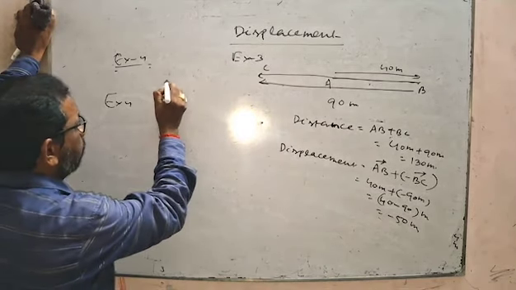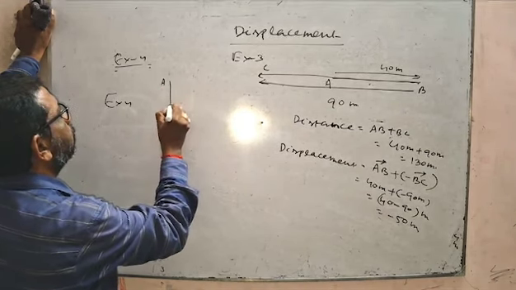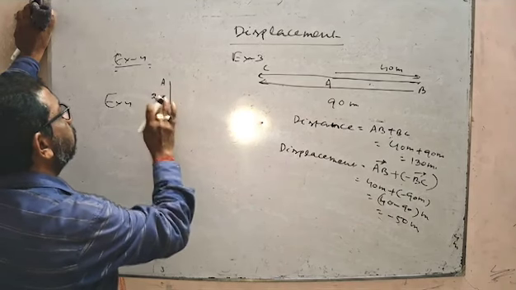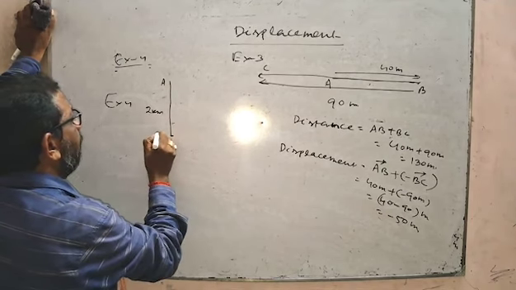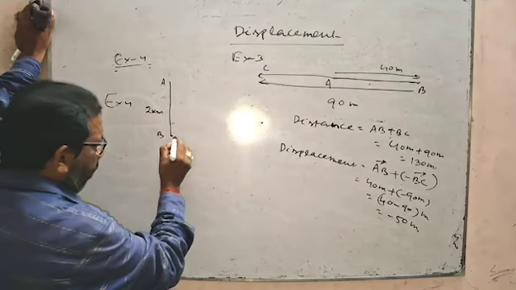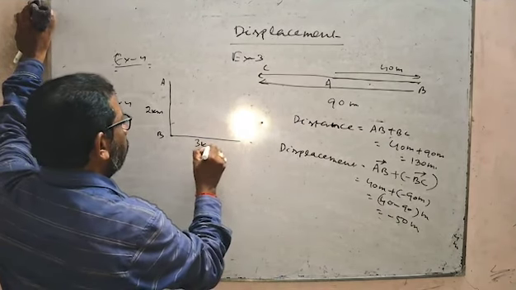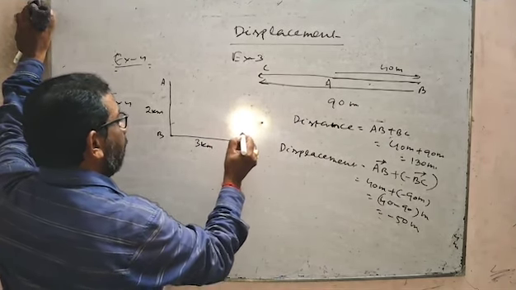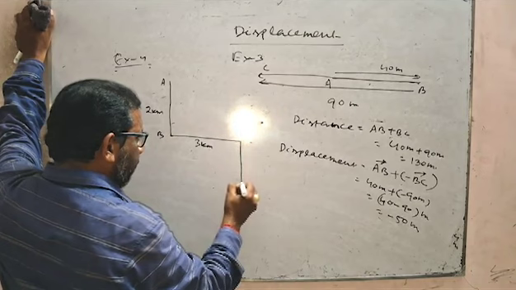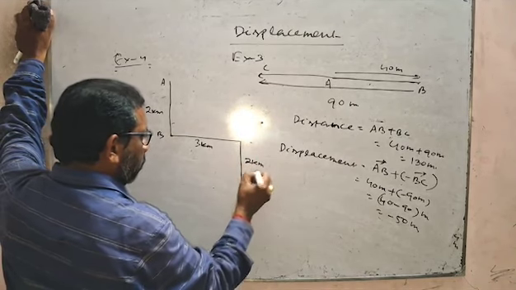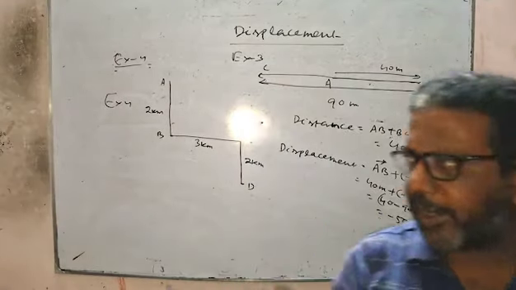Let us suppose a body starts from A, covers 2 kilometers due south. From B, it covers 3 kilometers due east and reaches at C. From C, it covers again 2 kilometers due south and reaches at D. Understand this question?